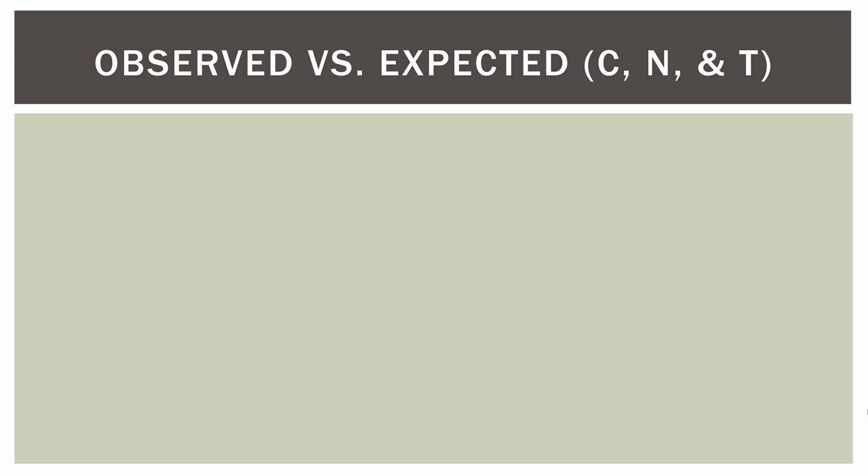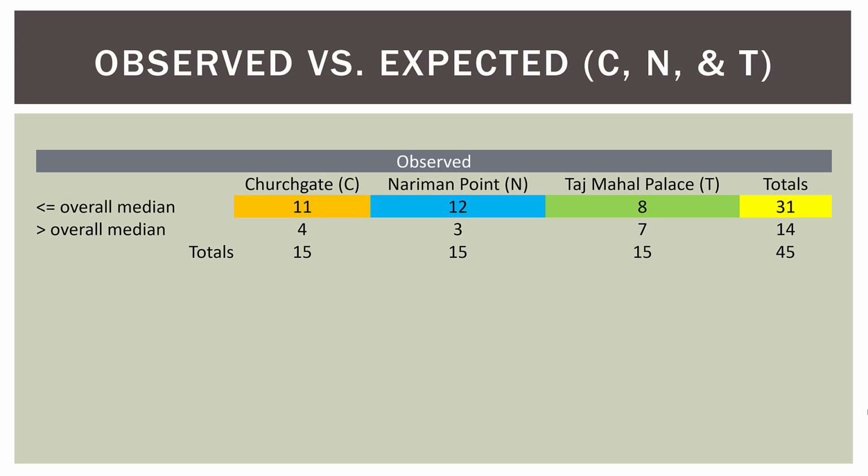Now let's do the first 3 stores. So if we look at our data, and it's in the spreadsheet again, you can follow along later. So Churchgate had 11, Netterman Point 12, and Taj Mahal Palace had 8 that were less than or equal to the overall median. Now, some of these numbers might have changed because remember, we are introducing the Taj Mahal Palace data, so the overall median probably changed. That's why the counts might be different than the previous slide.